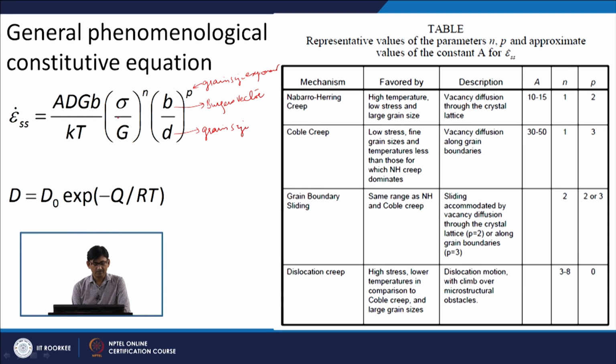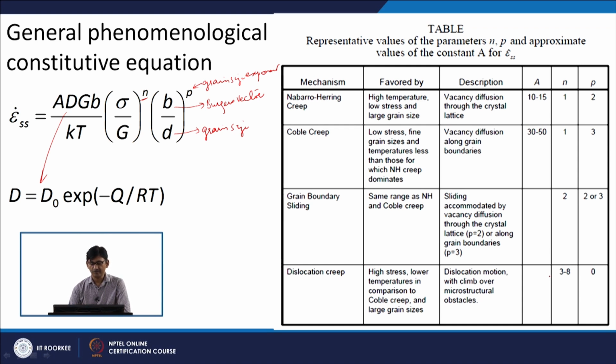Now, here is some stress sigma, which is acting on the system, that is normalized by the shear modulus G, and again there is an exponent for that, which will be called the stress exponent. Then here A is a constant depending upon the material and deformation condition. D is your diffusion coefficient, which is given by an equation like this, already we have seen this. G, I just told you, is shear modulus or modulus of rigidity. B is Burgers vector, K is Boltzmann constant, and T is the temperature of the deformation.